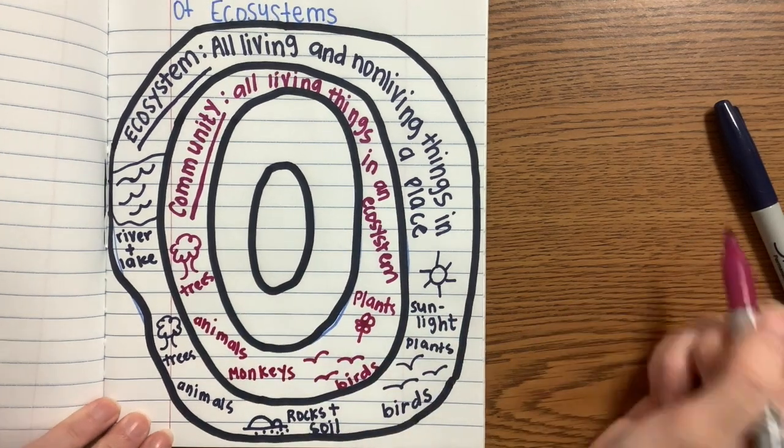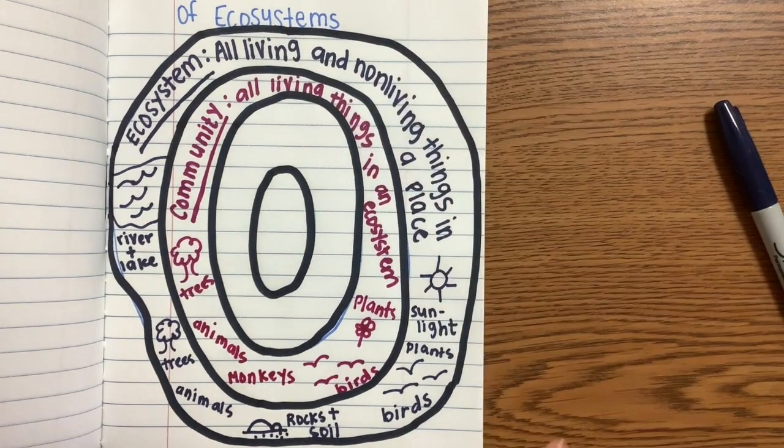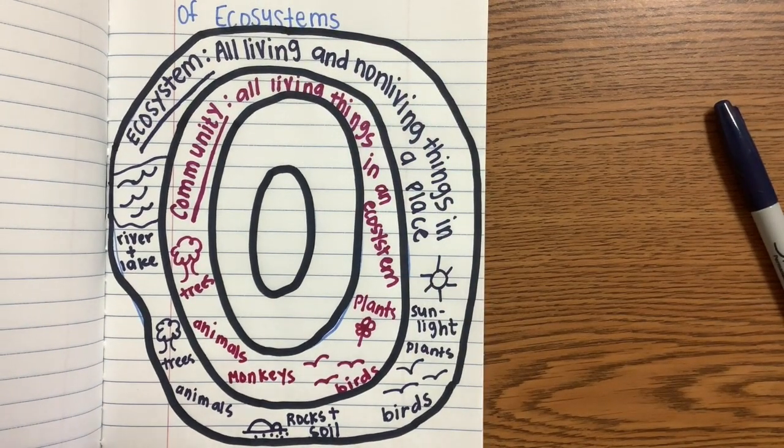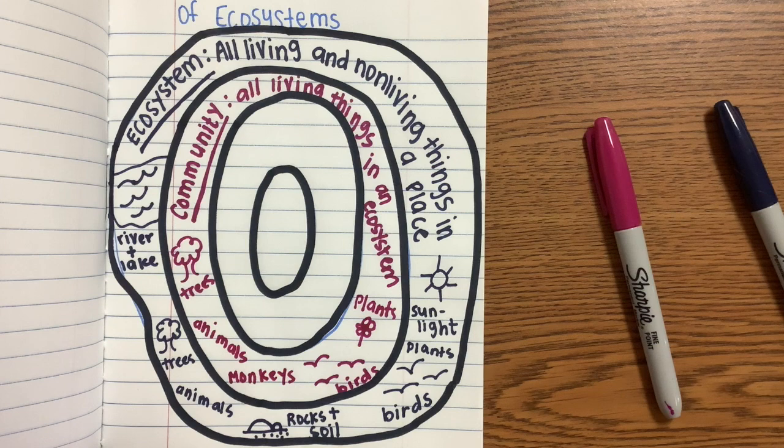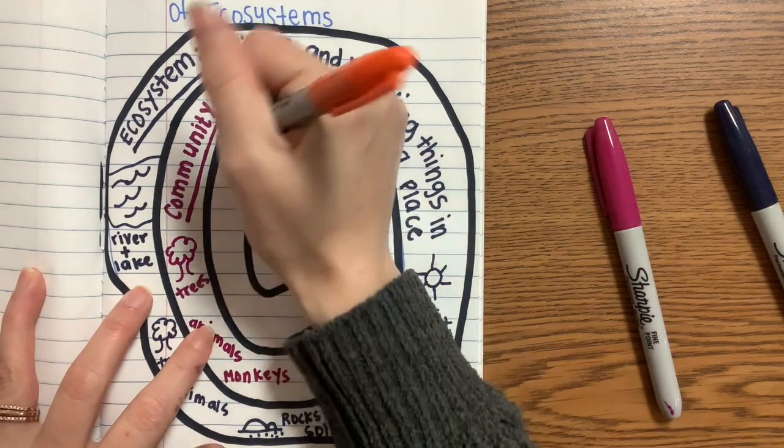Okay, so ecosystem is all living and non-living. Community is all the living things in an ecosystem. Now it's going to get even smaller. Make sure you have community all the way copied. Pause the video if you do not. All right. Next is population.